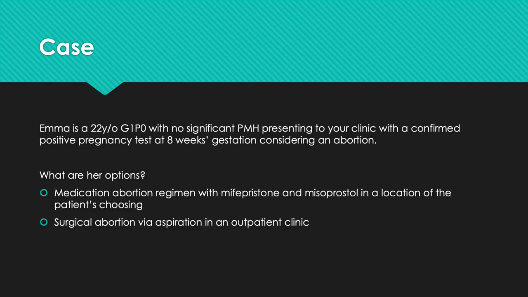So Emma is 8 weeks pregnant. This puts her in the first trimester of pregnancy. She can have a medication abortion that can be done at home or in another place she feels comfortable, or if she wants to treat this surgically, an aspiration procedure in an outpatient clinic.